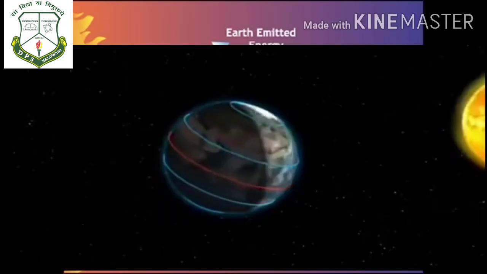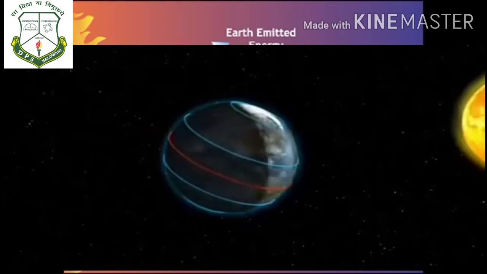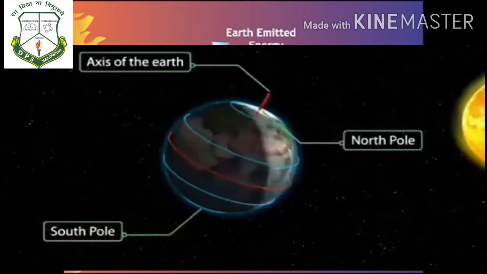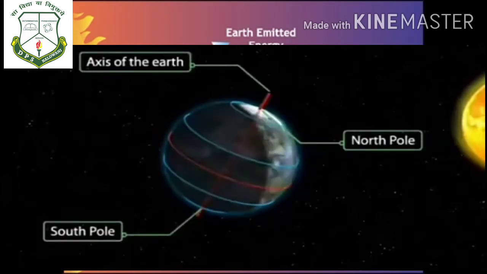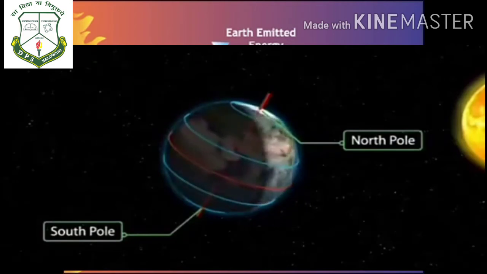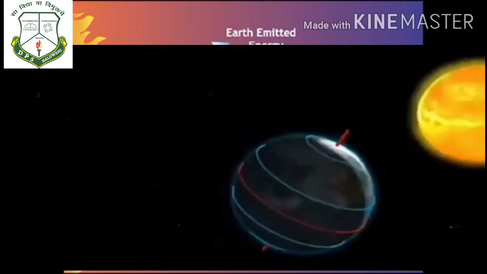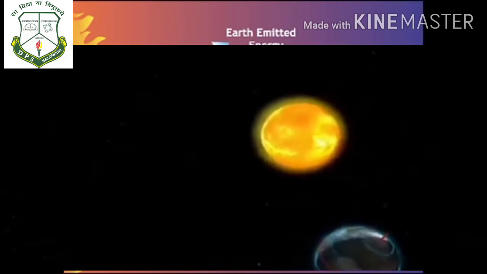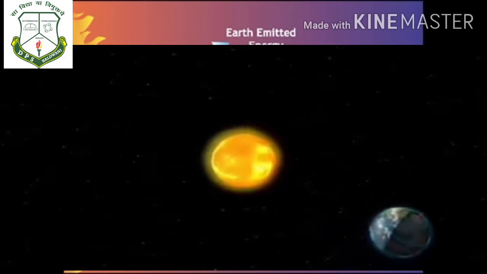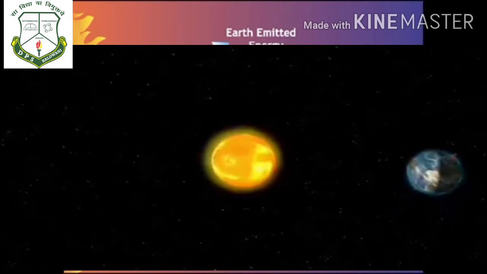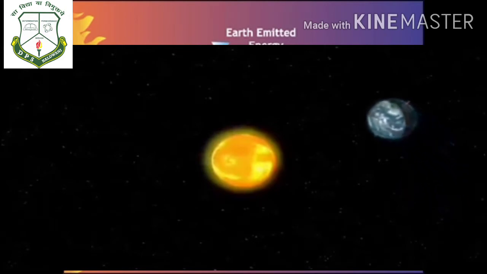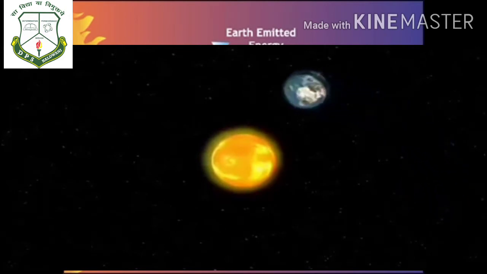So students, let's see what solar radiation is. As you know, the sun is the ultimate source of energy on the earth. The incoming radiation from the sun is called solar radiation. All bodies radiate energy in the form of waves. The hotter the body, the more the intensity of radiation.